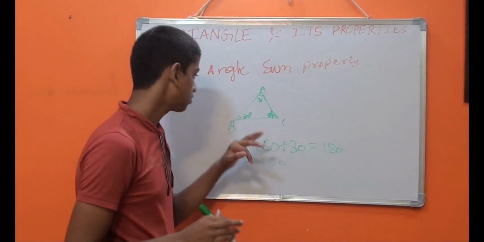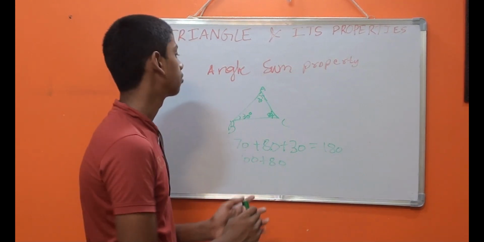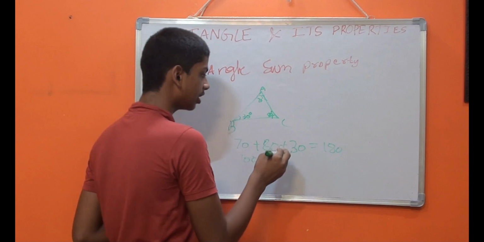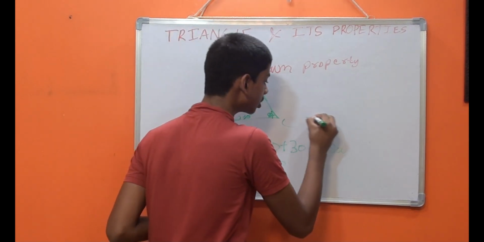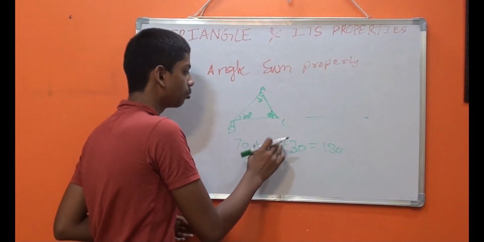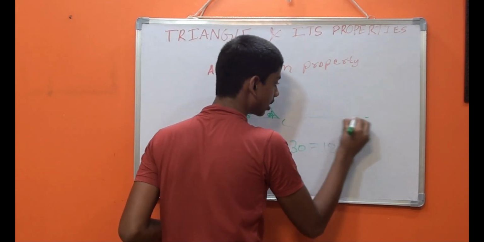Now I have an activity for you. Take a triangle. By the way, 180 degrees means a straight line. Now all of these angles would add up to a straight line.